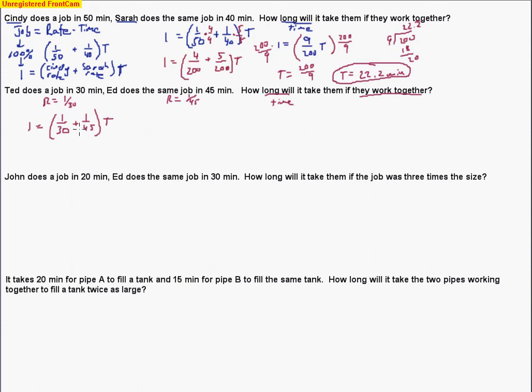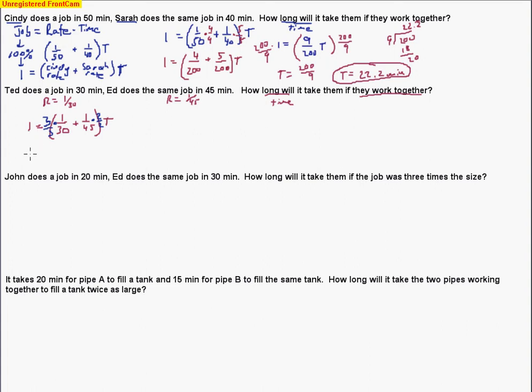And so I look at these numbers and I see 15 goes into these numbers. If I multiply this one by 3 and this one by 2, that'll give me the same denominator. And so I go ahead and do that work.